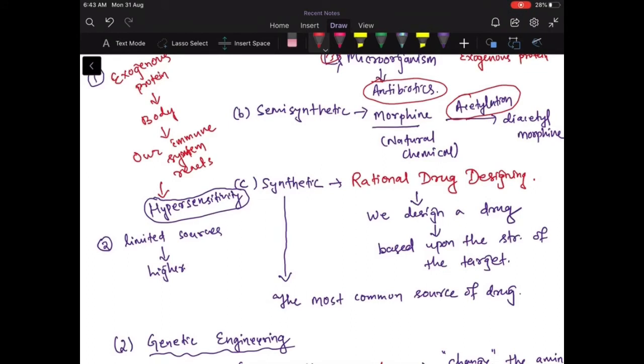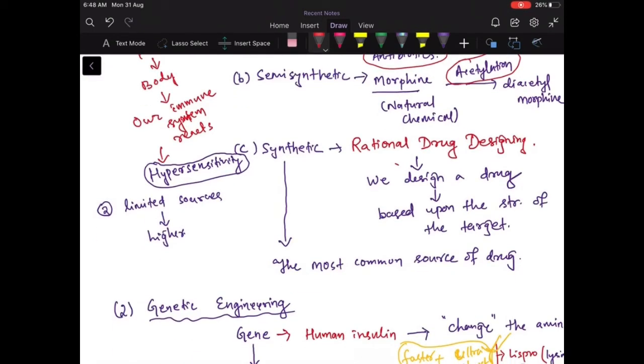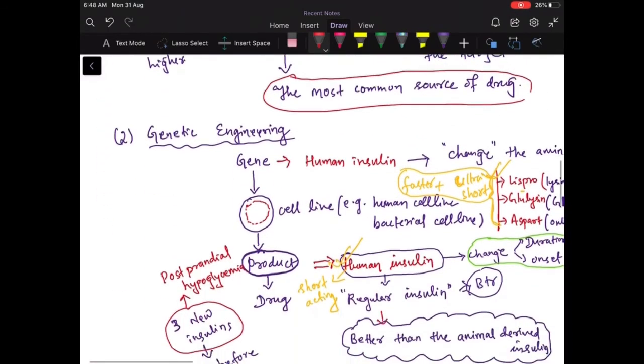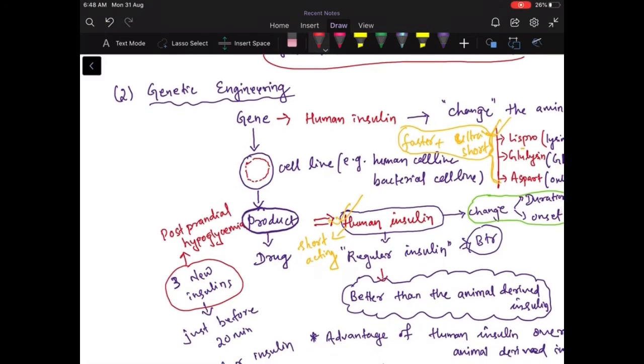After that, synthetic. According to the shape of the receptor or a target, we need to design a drug. That process is known as rational drug designing. The drug never existed before, but we designed it in de novo synthesis. Write here de novo synthesis. We design a drug, and just remember, the most common source of drug is the synthetic chemical. After that, we go to genetic engineering, where we take a gene, introduce it in a cell line and get the product, which is known as the drug.